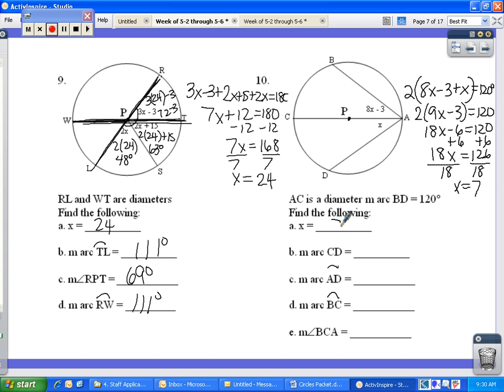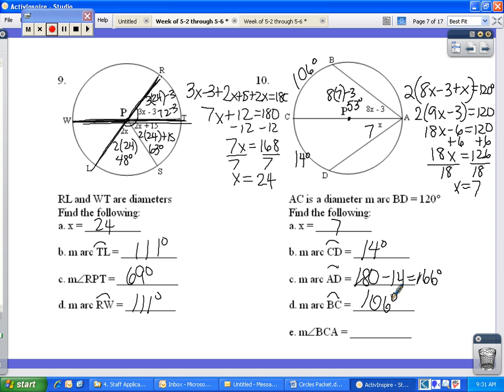So x is 7, apologize for that, which means if that's 7, that this arc is 14 degrees. So arc CD is 14 degrees, not 7 degrees. And therefore arc AD is still going to be 180, but you're going to now subtract 14 from it. So 180 minus 14 is 166. And arc BC, again, plugging in here, 8 times 7 minus 3. 8 times 7 is 56, minus 3 is 53 degrees. So now I double that, and arc BC is 106 degrees.